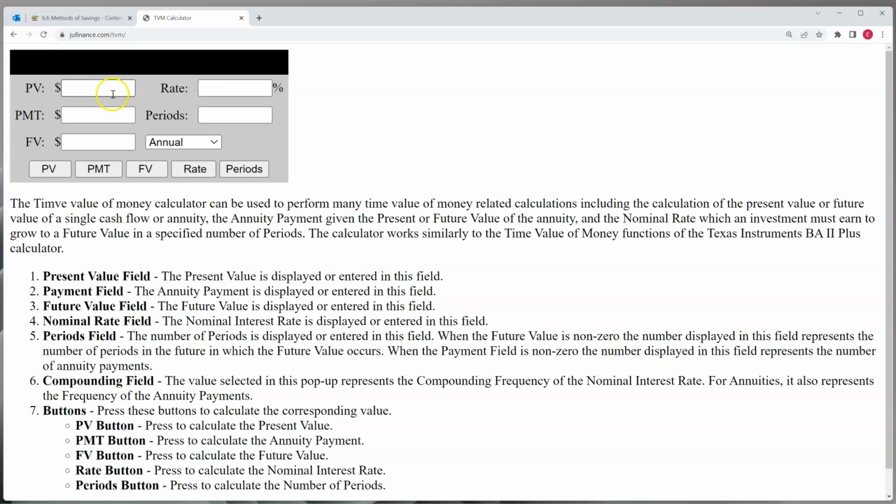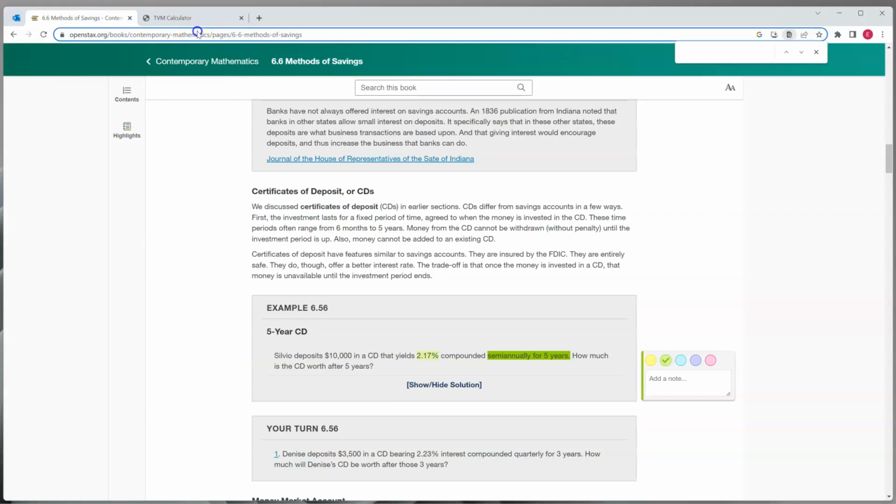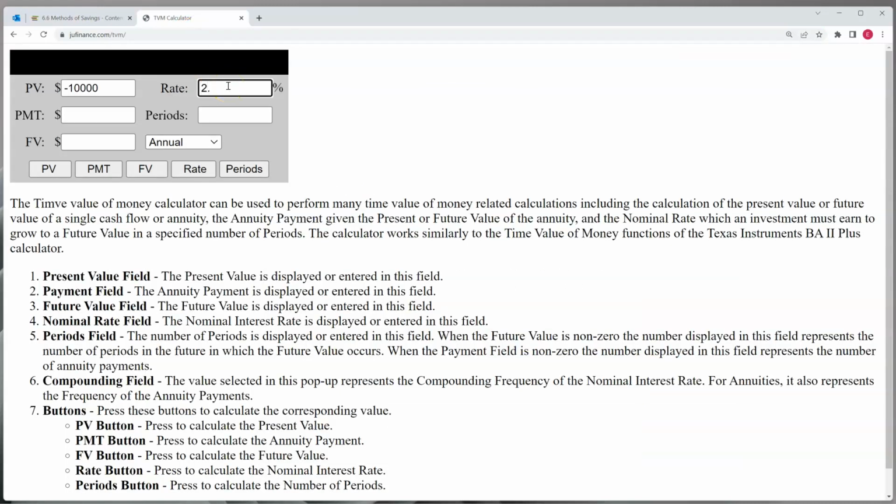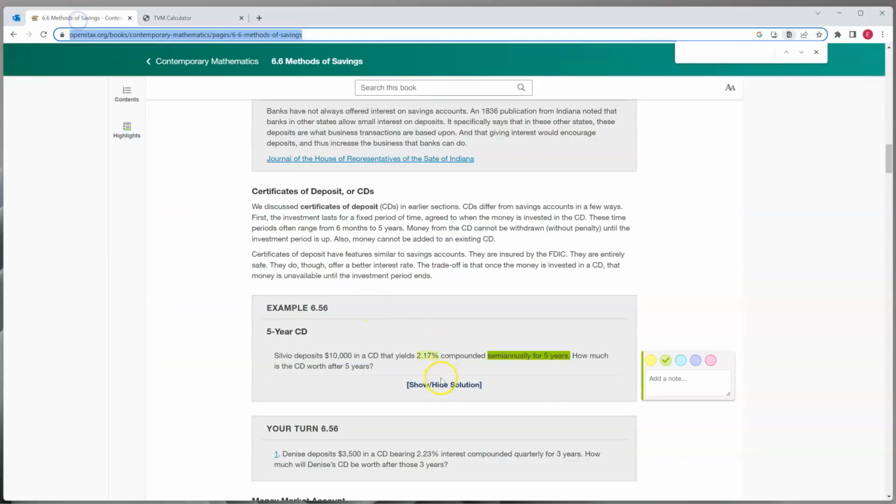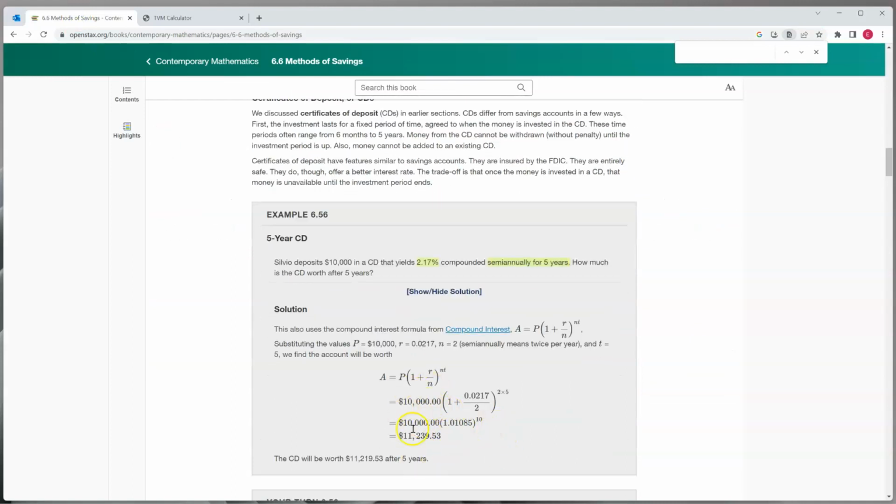Because it's a CD, Silvio cannot touch it for 5 years. It's compounded semi-annually, that's twice a year, so 5 times 2 is 10. He's not going to withdraw any money because that's a penalty. You can't add any more money to it. It's kind of like a static account. But you can see that Silvio is going to get some gains off of that. They're going to gain $1,139.54. And so you can kind of see here that that's what happens.